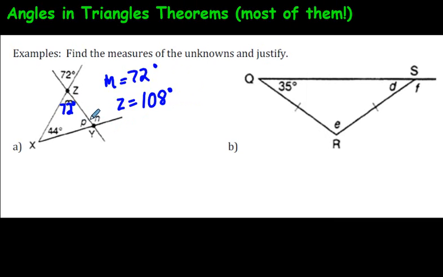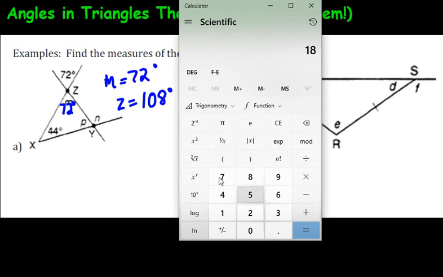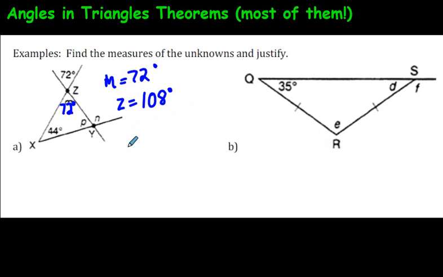And we have more. We've got 72 and 44 and this letter P here, this angle P. So remember, a triangle always adds up to 180 degrees. So 44 and 72, if we take away from 180, 180 minus 72 minus 44 should give us P, and P is 64.